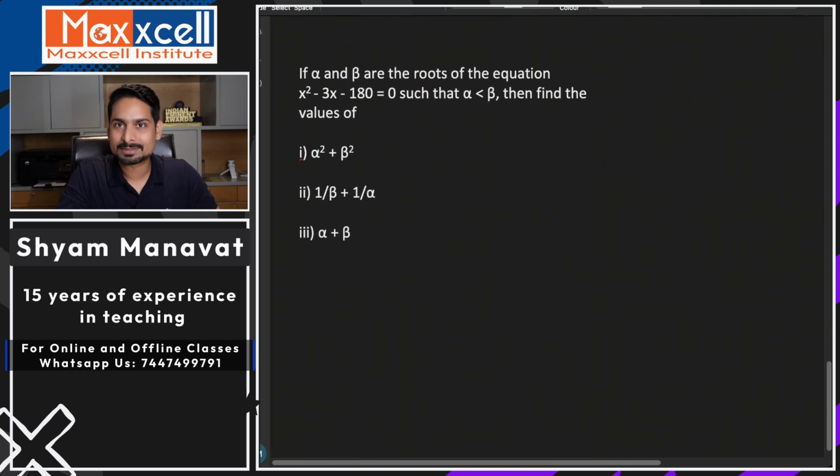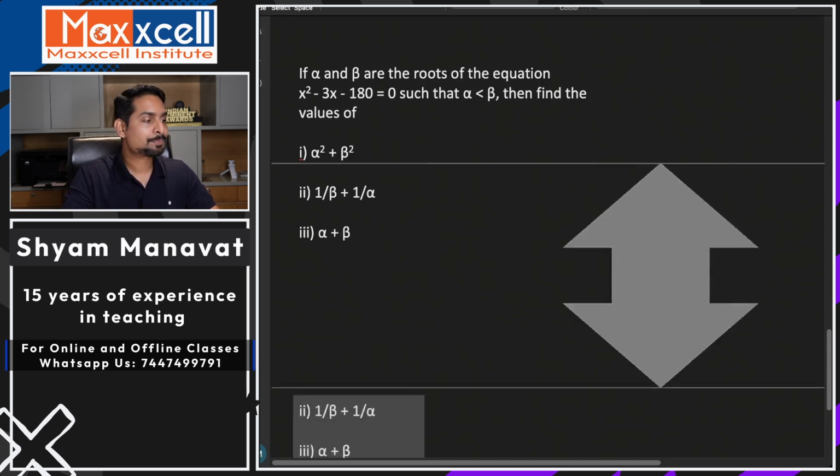I have a beautiful question for you. Let's do it together. So the question is, if alpha and beta are roots of the equation x square minus 3x minus 180 equals 0, such that one root is lesser, other root is greater. They are trying to say that the roots are not equal. Fine. Then find the value of alpha square plus beta square, 1 upon alpha plus 1 upon beta plus 1 upon alpha. So we need to do some alpha beta things and need to find out.